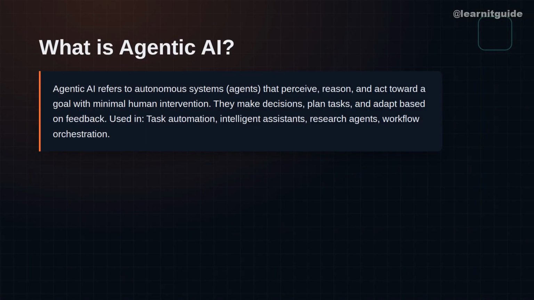Agentic AI refers to autonomous systems known as agents that perceive, reason, and act toward a specific goal with minimal human intervention. These systems are capable of making decisions, planning tasks, and adapting based on the feedback they receive. You'll find them being used for task automation, intelligent assistance, research agents, and workflow orchestration.